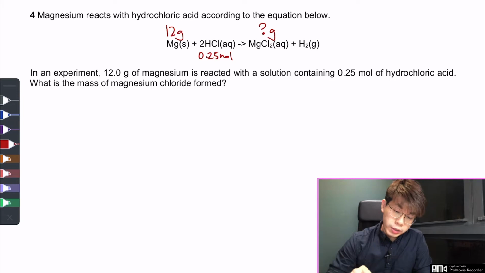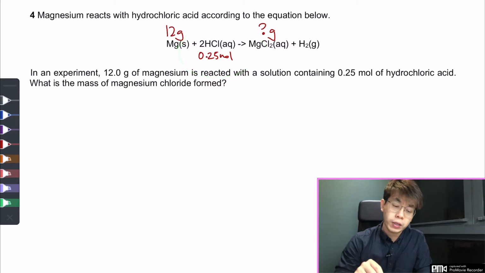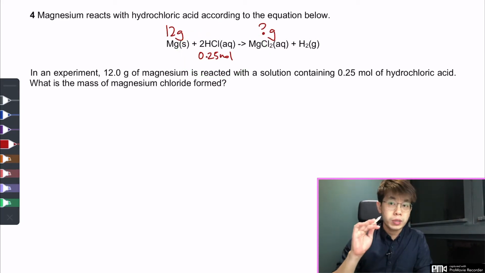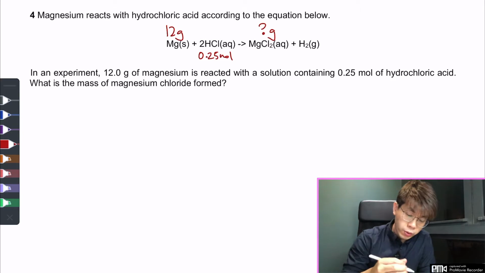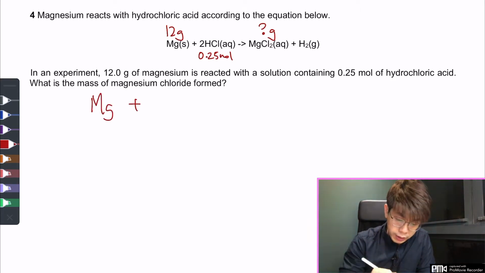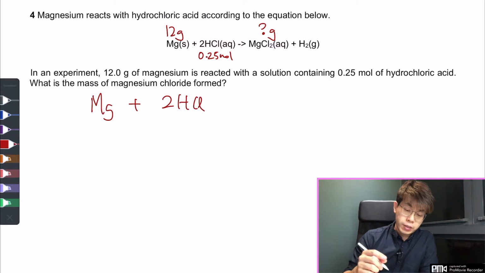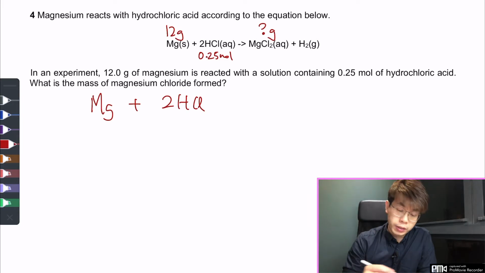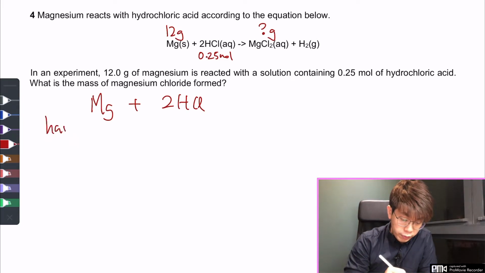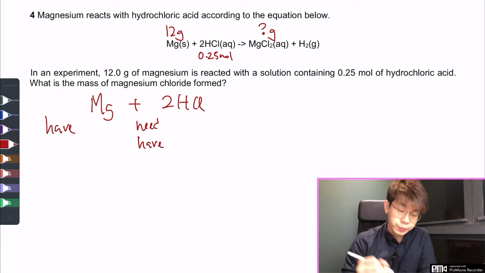Because you can see that they give us so much information, they give us mass of magnesium, they give us moles of HCl, I know I need to use limiting reactant. So I will write the reactants out. That's why it's called limiting reactant. I'll write out the reactants, and then with limiting reactant, I need to use the have, need, have table.